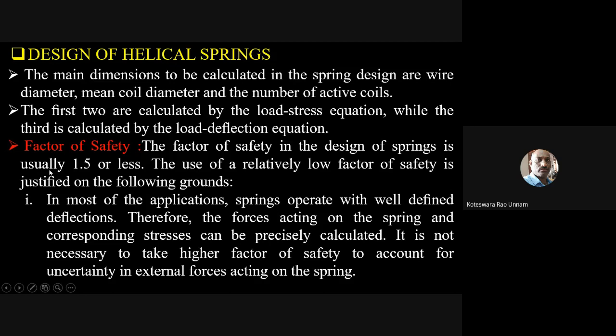Then comes the factor of safety. In load stress equations, you need to determine the design equation. The design equation says that if the induced shear stress is less than the allowable shear stress, then the design is safe. That allowable shear stress is calculated based on the shear strength of the spring. If I take the shear strength as SYS, which we get from the yield strength, then we apply a factor of safety to that shear strength to get the allowable shear stress.